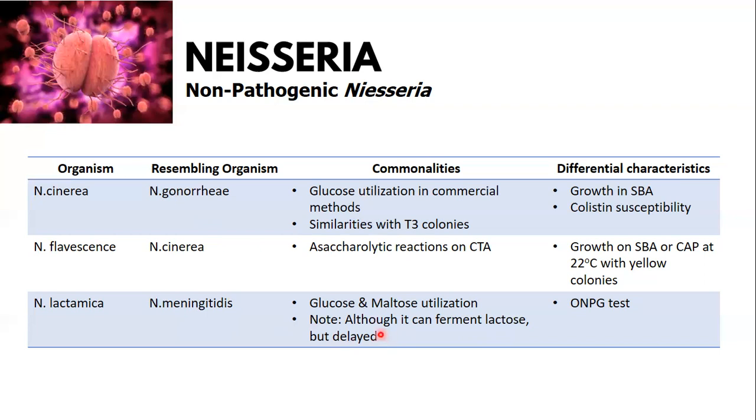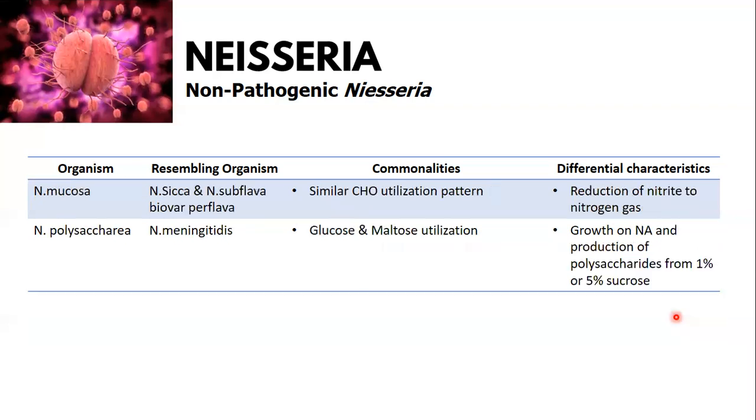So to differentiate Neisseria lactamica, which is a late lactose fermenter, from N. meningitidis, which is a non-lactose fermenter, then you can perform ONPG test. And take note, Neisseria lactamica tests positive for ONPG because it is a late lactose fermenting Neisseria species, while Neisseria meningitidis will test negative for ONPG because it is a non-lactose fermenting Neisseria species. So in this way, we can differentiate the two.